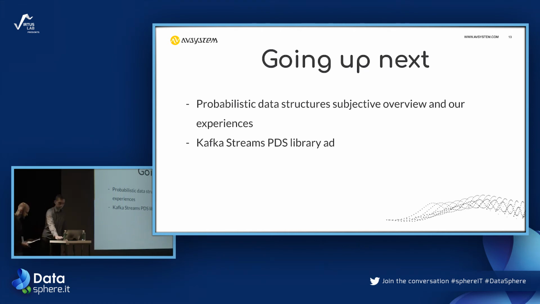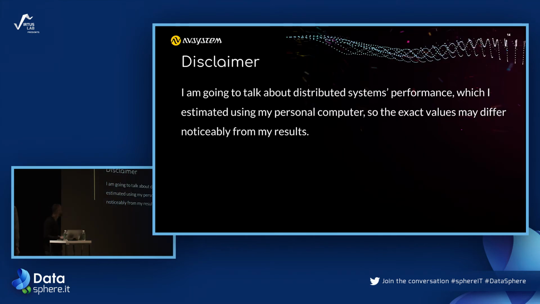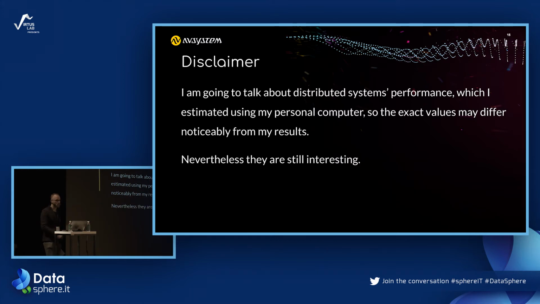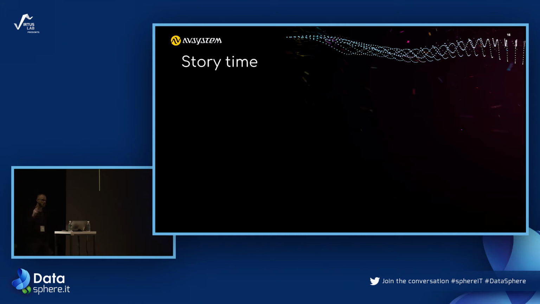So why do we need those probabilistic data structures? Before I start, a little disclaimer. I'm going to talk about distributed systems performance, which I estimated using my personal computer, so the exact values may differ noticeably from my results. Nevertheless, they are still interesting.